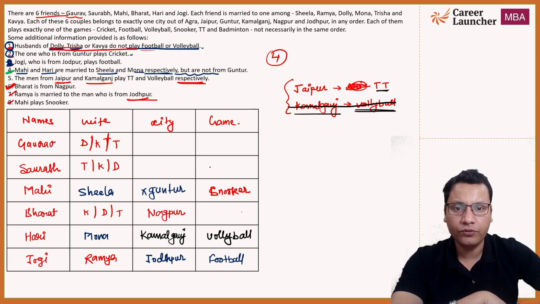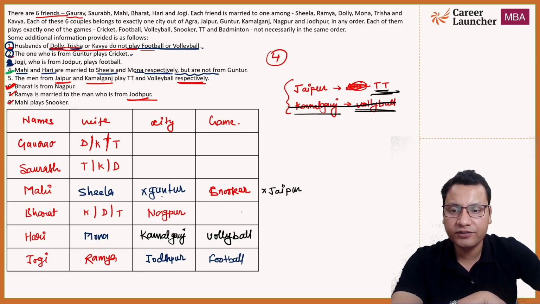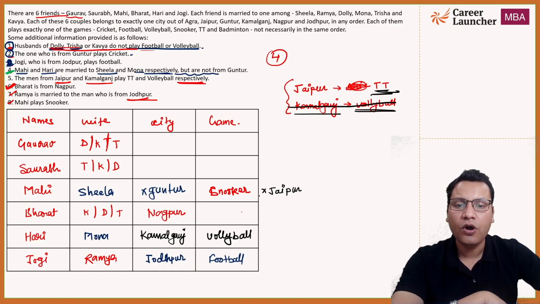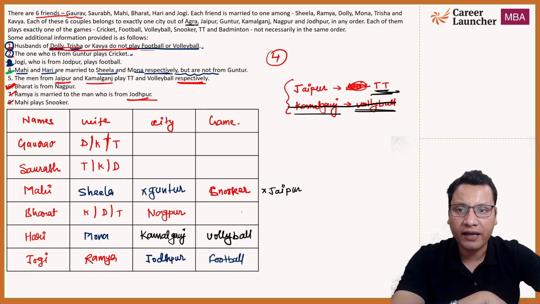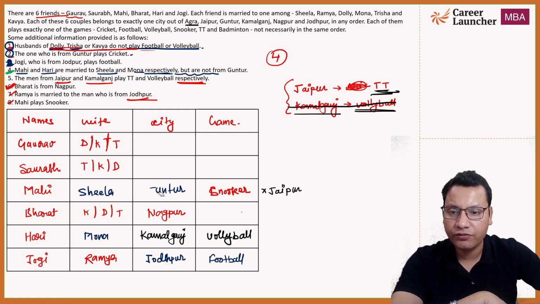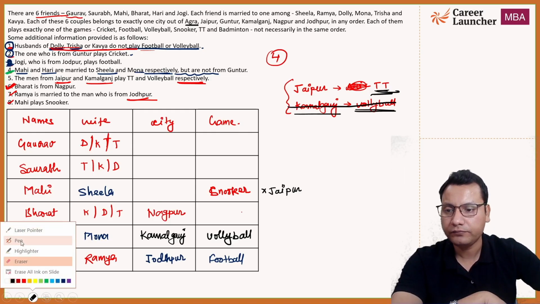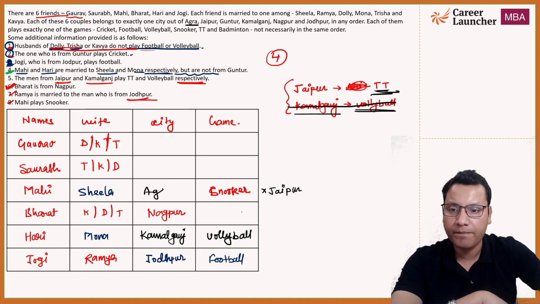This cannot be Guntur, and this also cannot be Jaipur, because the Jaipur man plays TT, but Mahi is playing snooker. That means this is not Guntur and not Jaipur. So we are done with Jodhpur, Kamalganj, and Nagpur, and Guntur or Jaipur is not possible. So we are left with Agra. For sure now I can say Mahi will be from Agra. Very easy one, right? So this will be Agra.